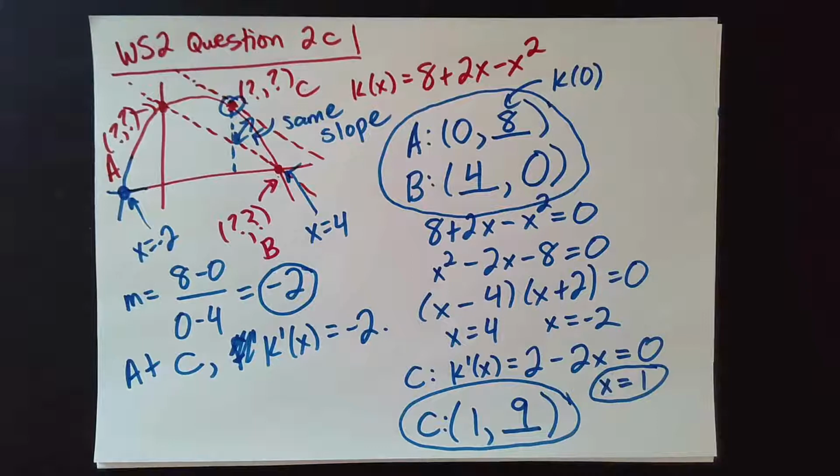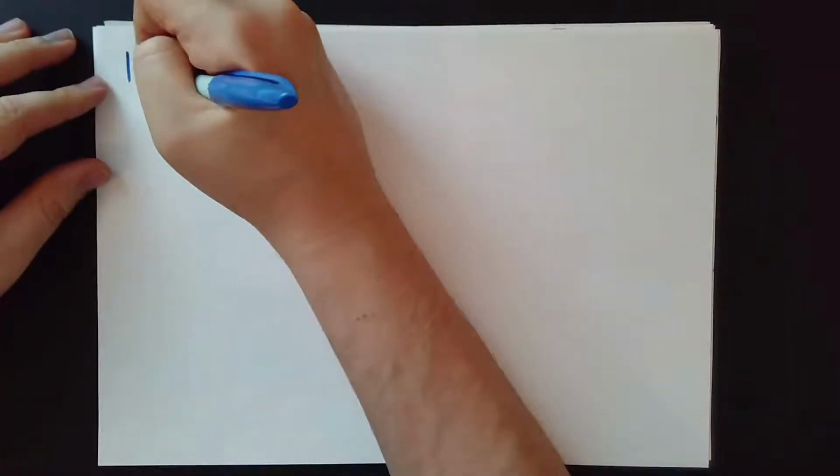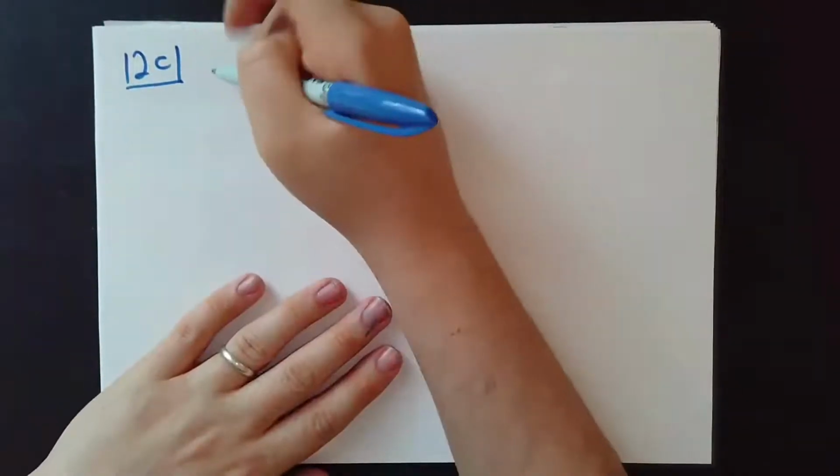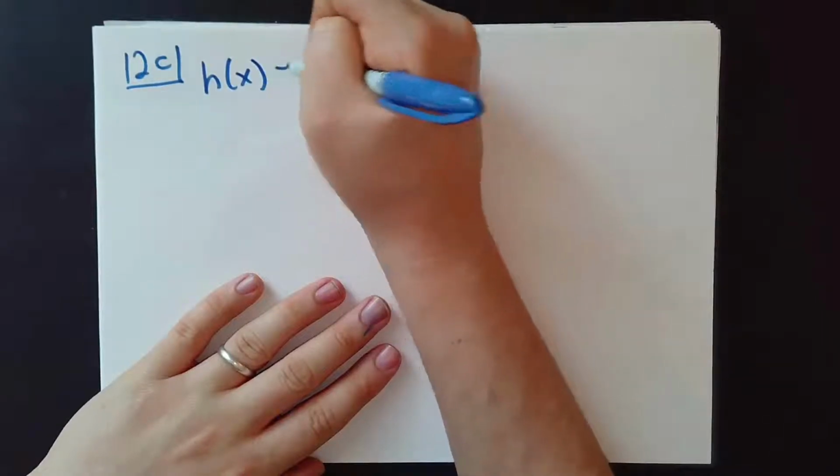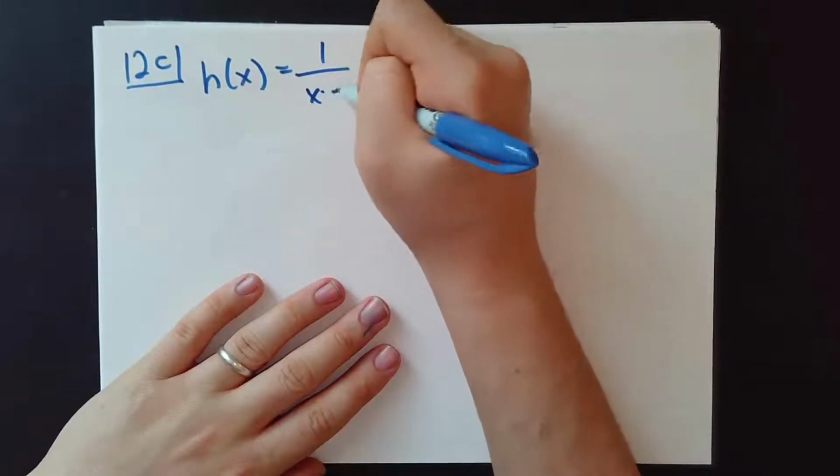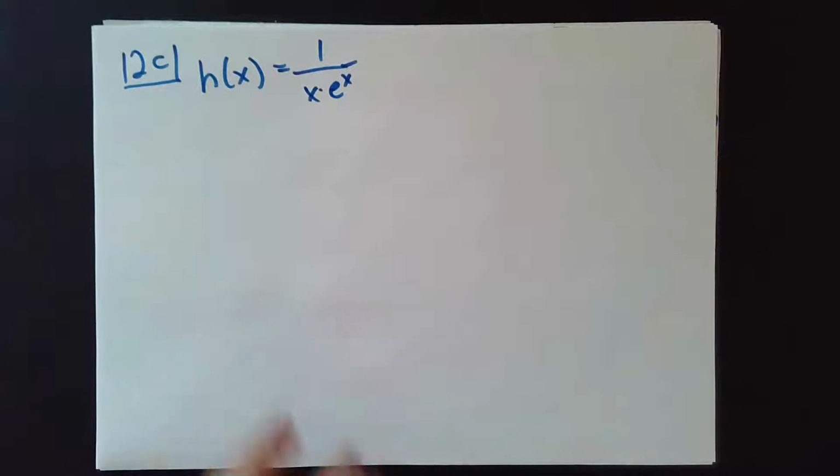So I'm not quite sure what you mean by can you just simplify it. You certainly have to take the derivative, but you can certainly simplify it first. So for example, for 12C, there's 2 different approaches to 12C. So 12C gives you that h of x is 1 over x times e to the x, and then asks you to find the derivative.